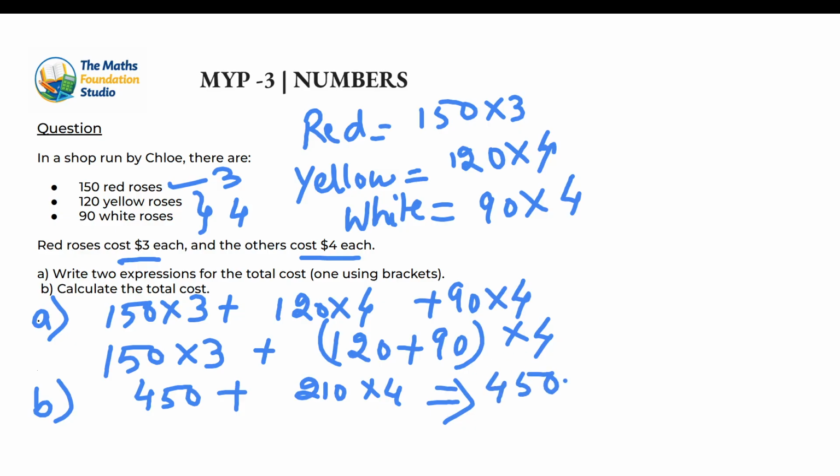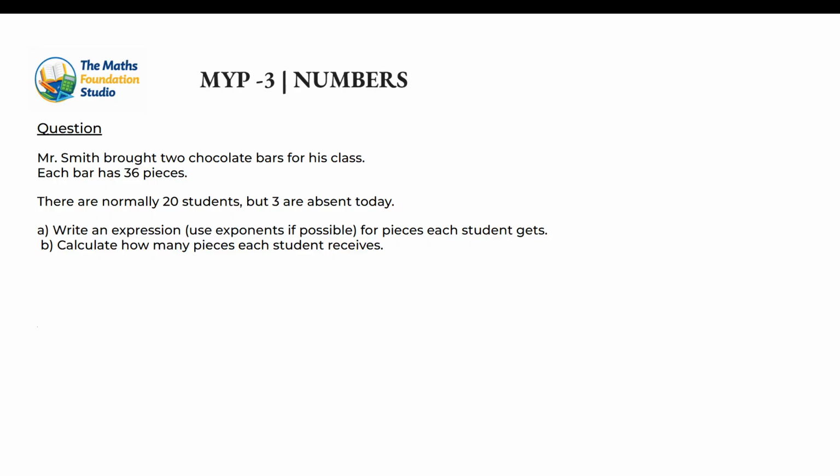450 plus 840, that is 1290. So the total cost of all the roses is $1,290. Okay, let's jump to next question.